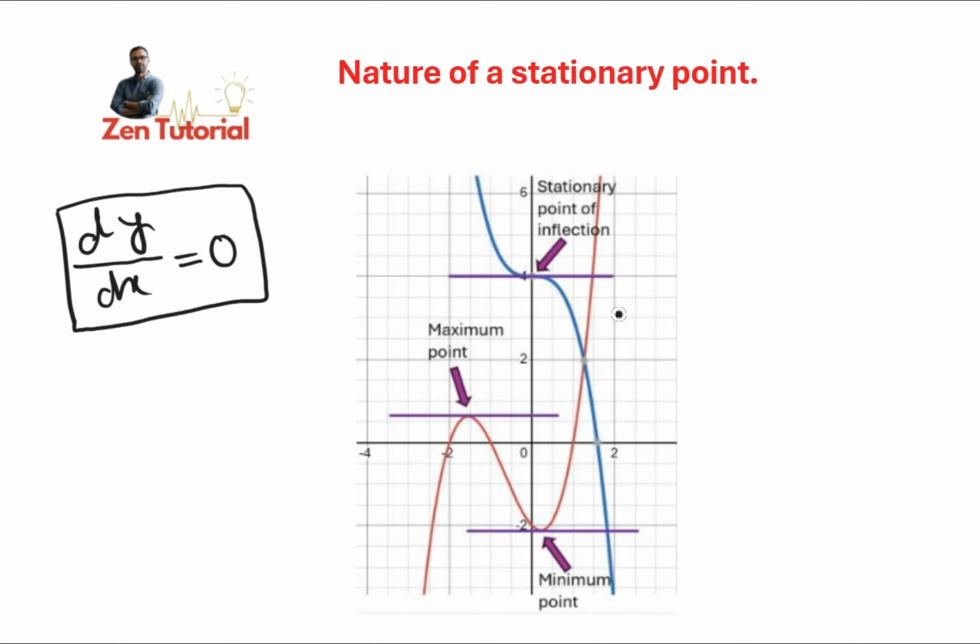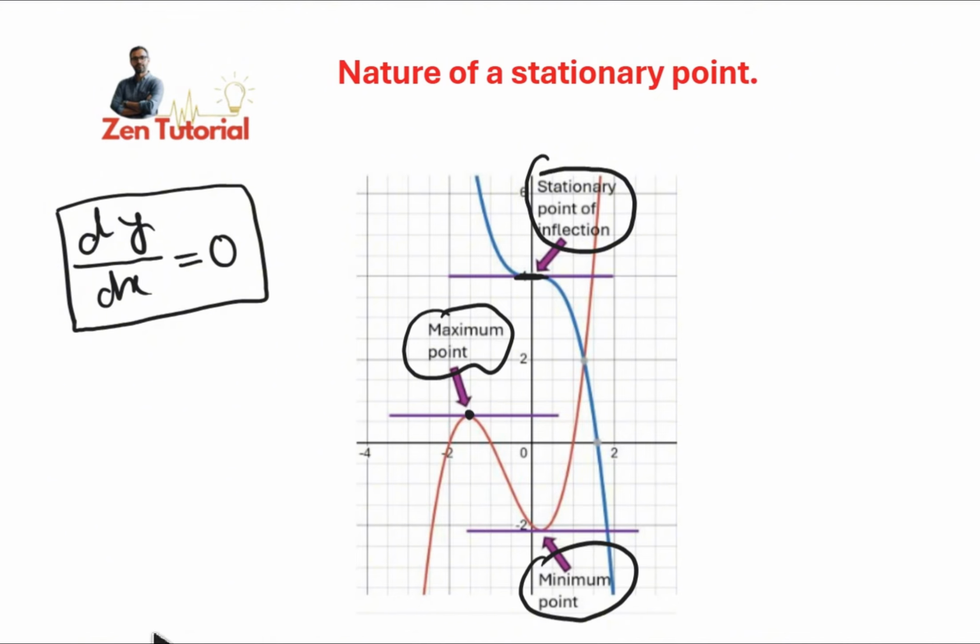In the blue curve, the flat region or the flat line represents the stationary point of inflection, and when we look at the orange curve, this is the point where we have the maximum point, and down here is the minimum point, right? Now we are going to describe when it is minimum and when it is maximum.